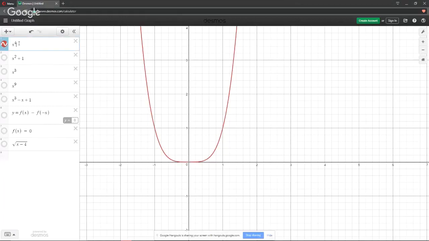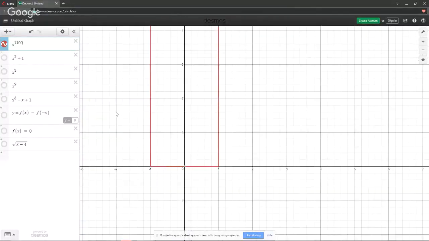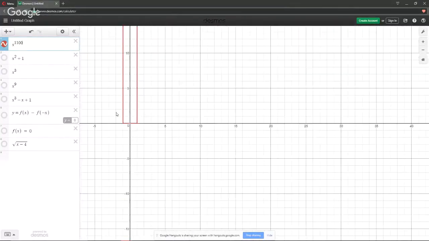On any even function, I could raise this to any power I want that's even. 2, 4, 6, 8. Not 9, that's odd. So any even function, right? And if you notice, the bottom starts getting flattened out, right? So as I go up here, if I have like 100, that's more of a graphing problem, because you have to change the scale. So if I may, Steve, I got to change the scale.